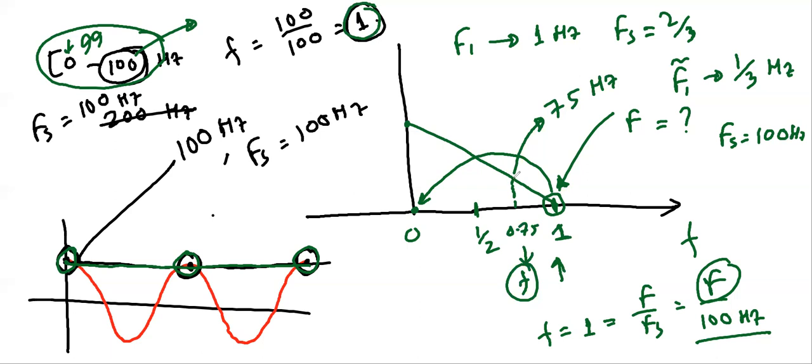Okay, so you have 75 hertz actually. But since that is out of your range, it will be folded back. Where will it be folded back? How can you find that? So how will this value be folded?